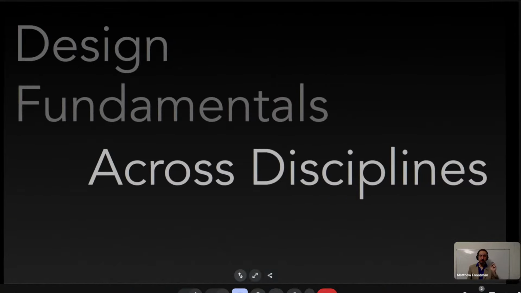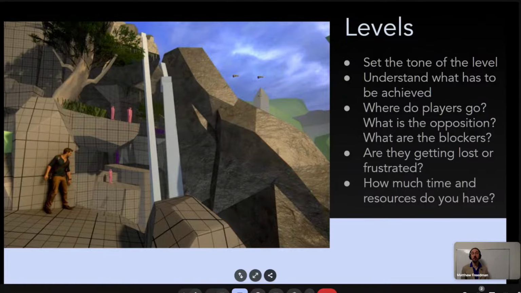All right, moving on. So, looking at these design fundamentals across different design disciplines. If you're working as a level designer, what's the tone of the level? What's the experience we want the players to have within this level? It is not just, this is a factory, this is a sports stadium, this is a haunted mansion. It's like, what do we want them to feel? Now that we know that, what's the environment that'll properly support that?